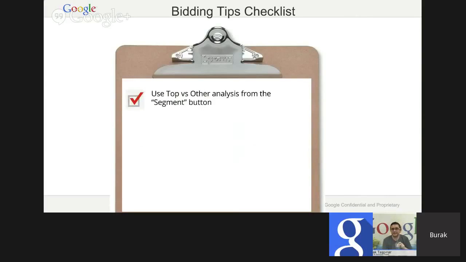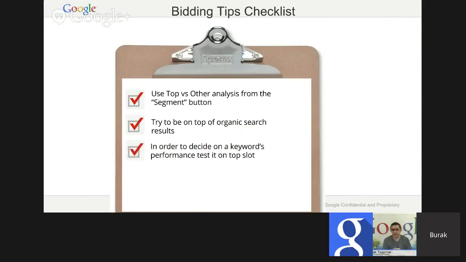Now we have a bidding tips checklist. Use top versus other analysis from the segment button to see the performance on Google top versus Google other. Try to be on top of organic search results as much as your budget and everything allows. And in order to decide on a keyword's performance, test it on the top slot.